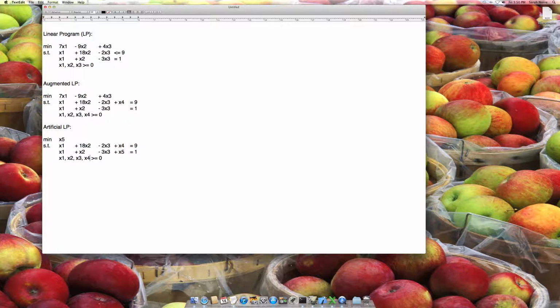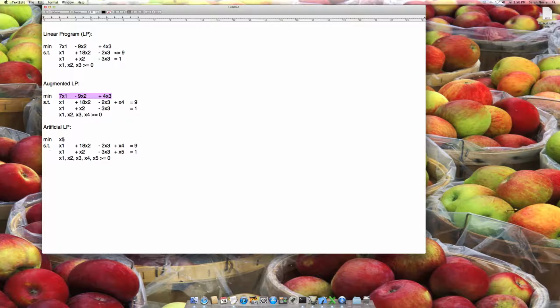And I forgot here, I have to add that x5 also has to be greater than or equal to 0. But I want to minimize x5, take this as low as possible, and then get a feasible solution. I don't care if it's the optimal solution to this objective function. I just want it to be feasible for this set of constraints. So we solve this, get a feasible solution, and then worry about this objective function.